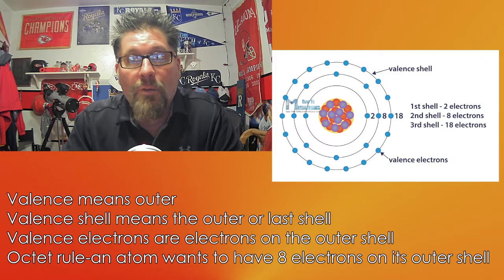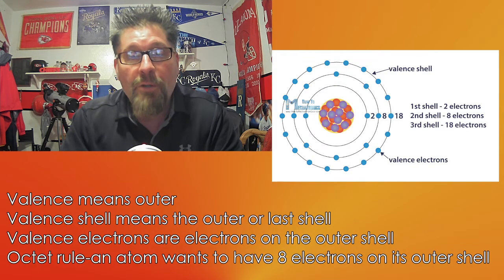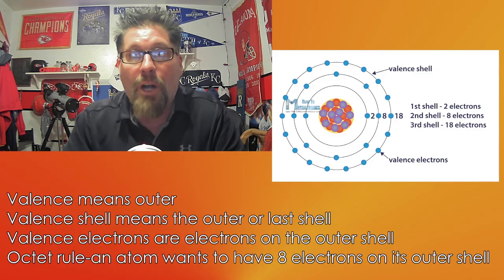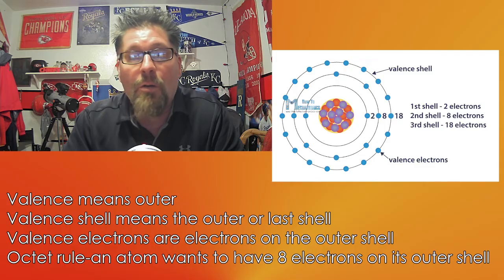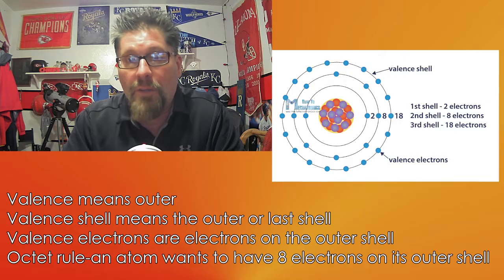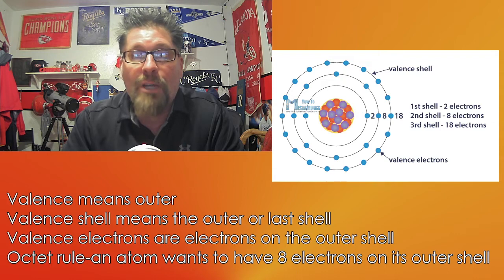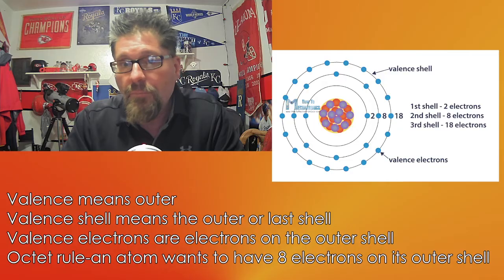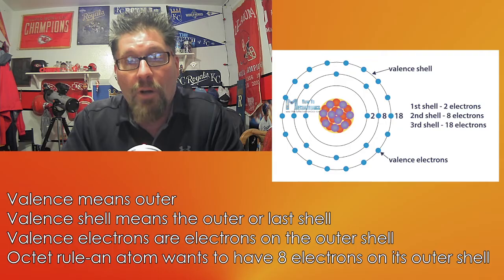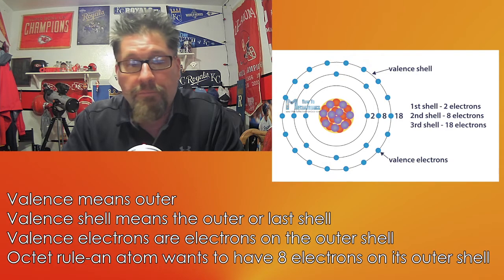Now, we recall that there are 7 total, but the 4th, 5th, 6th, and 7th are not used for valence to house electrons, so they're not a part of the valence identification. The word valence means outer. In this case, the third shell is the most outer one used, and so that is the valence shell. The valence electrons are electrons on the outer shell. In this case, it would be the electrons on the third shell.